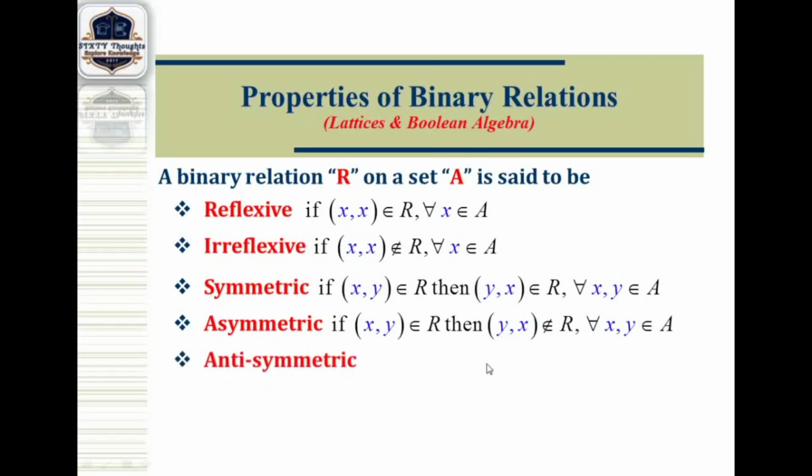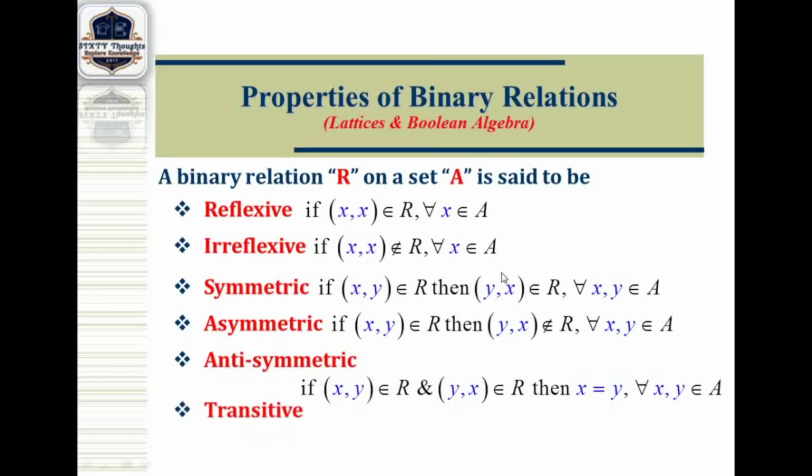Next one is antisymmetric. So what does antisymmetric mean? If (x, y) belongs to R and (y, x) also belongs to R, then we can write x equal to y. For example, if we take (1, 2) belongs to the relation set, and (2, 1) also belongs to capital R, then we can write 1 equal to 2, for all x, y belongs to the given set A.